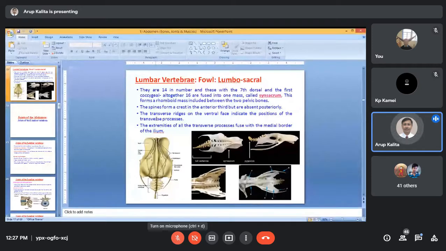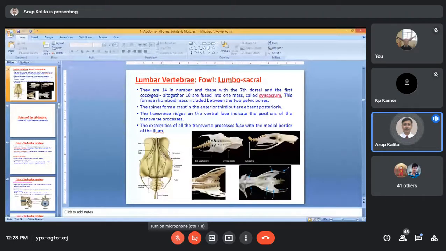The transverse ridges of the ventral face indicate the position of the transverse processes. The extremities of all the transverse processes fuse. These are, you see, extremities fused together with the medial border of the ilium. This is the ilium. So the transverse processes of the synsacrum are fused together with the medial border of the ilium.